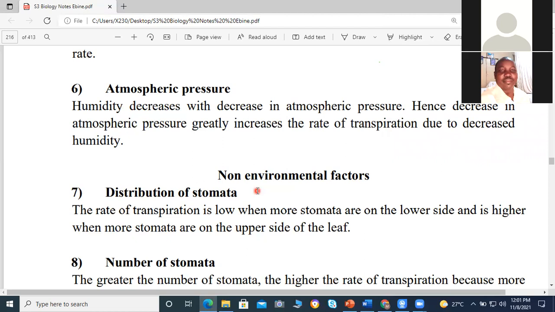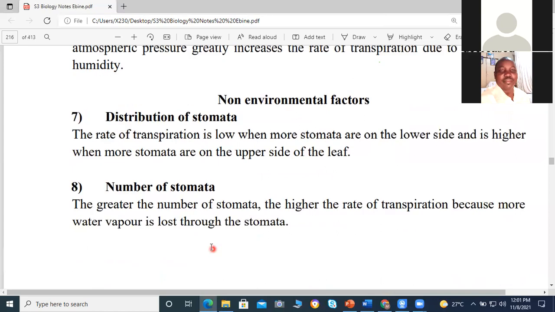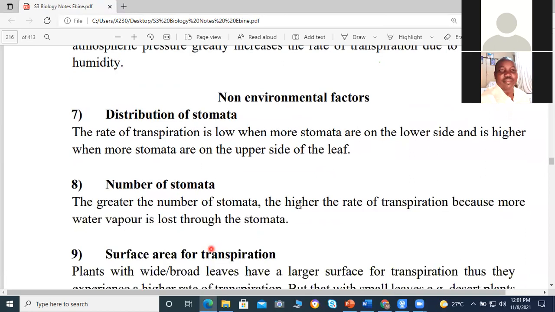Number 8, which is a non-environmental factor. Remember, it's not a factor of an environment, is the number of the stomata. Of course, the number of the stomata also greatly affects it. When there are many stomata, that means that there are many avenues through which water can escape. And based on that, we see that the higher the number of stomata, the greater the rate of transpiration.